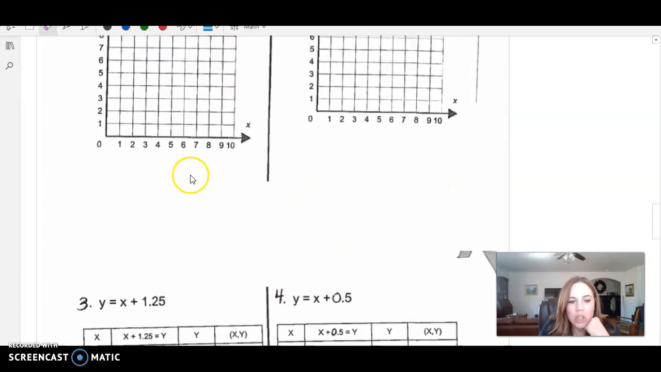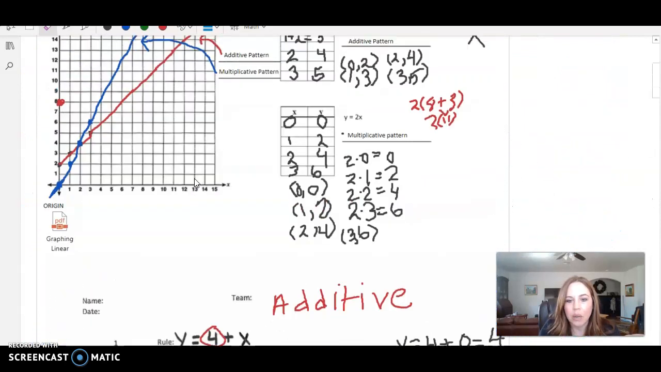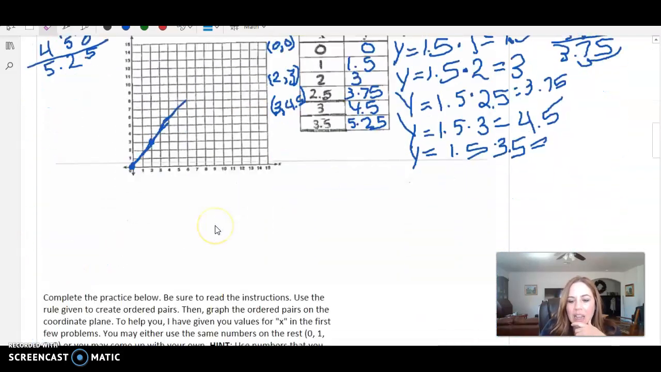All right, and look, we even have some we've already done together. So always use the resources. We've already done x plus 2 and x times 2, so use your resources, okay? Make sure that your answers look like my answers.